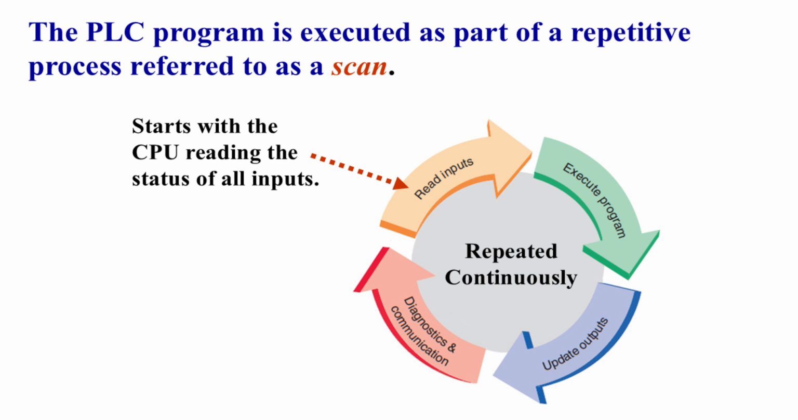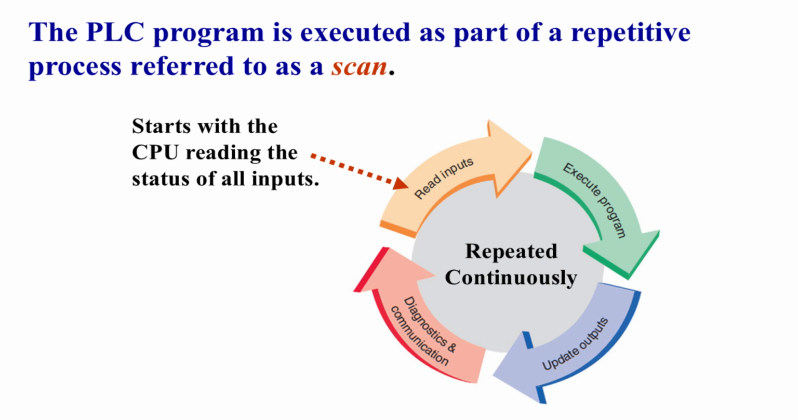The scan begins with the CPU reading the status of all inputs. This includes push buttons, limit switches, sensors, and other field devices wired to the input modules. Next, the CPU executes the user program, rung by rung, top to bottom, left to right. Here, the PLC determines which outputs should be turned on or off based on the logic instructions. After executing the logic, the CPU updates the outputs. This means energizing motor starters, turning on indicator lights, or opening valves as required.